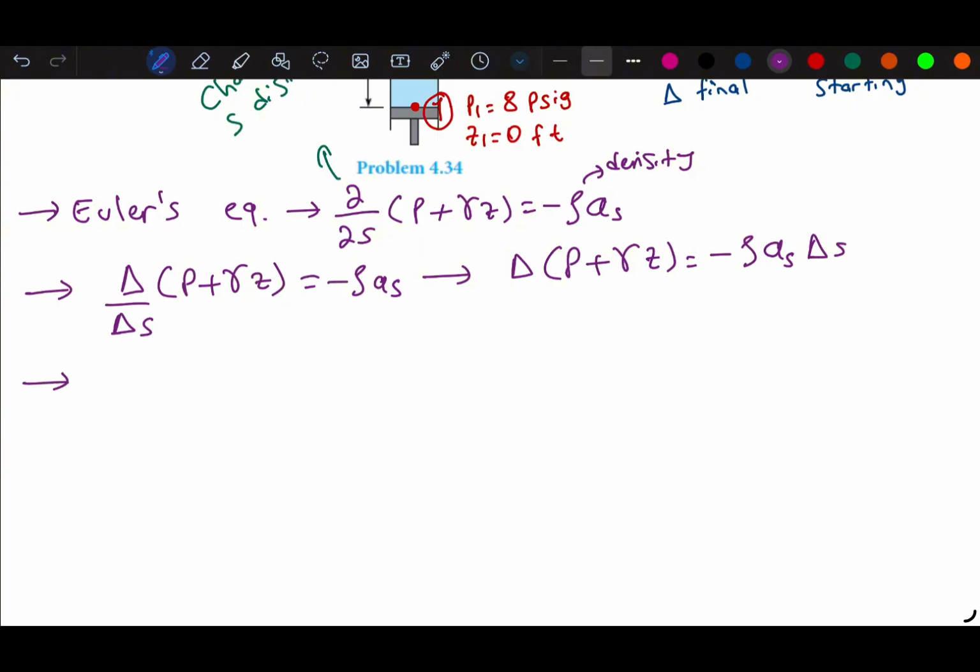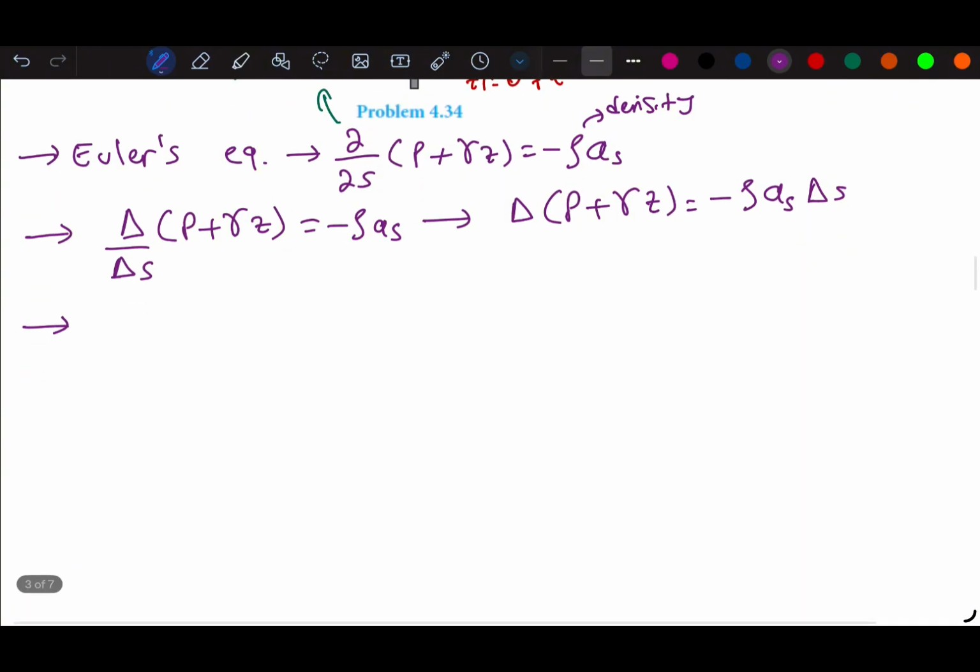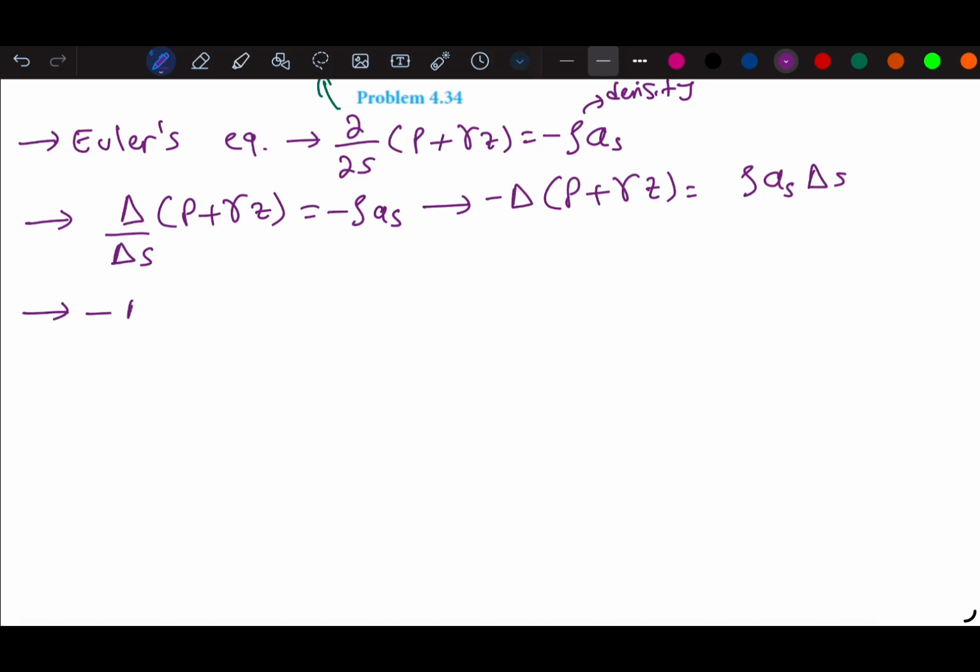Let's continue with the question. And later we can modify this, and actually we can move this negative sign to the left. This is just to verify the direction, and we will see that impact at the end. So we have minus delta P plus gamma Z equal to rho A S delta S.